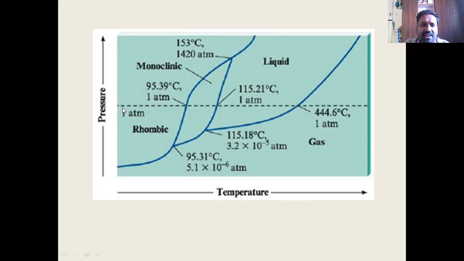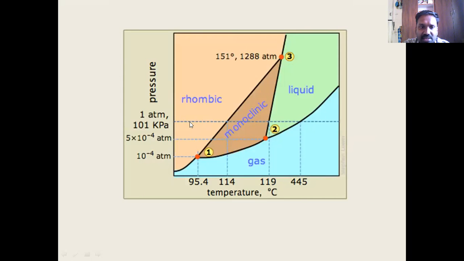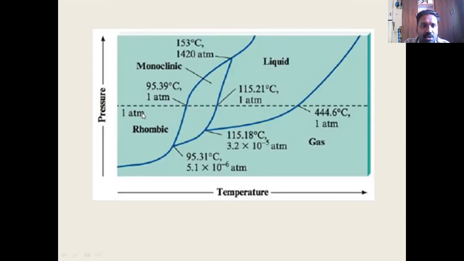Now, as I told you, we are working at 1 atmospheric pressure mostly. I'm sorry, in this figure it has come out as if till 114 the rhombic sulfur exists. It is wrong. Okay, this is correct. At 1 atmospheric pressure, till 95.39, about 95.4 degrees Celsius, rhombic sulfur exists. This is the area of rhombic sulfur. After 95.39, monoclinic sulfur starts.